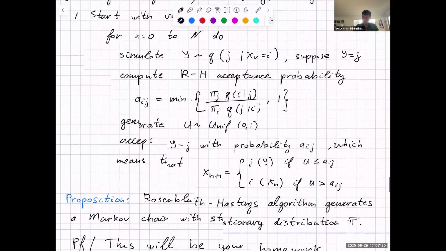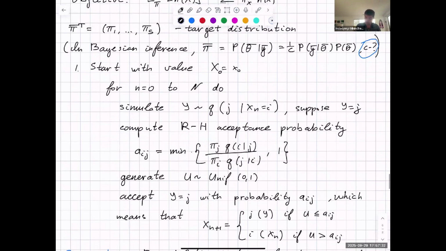And notice, suppose I didn't know the normalizing constant. Oh my God, I have 1 over C here and 1 over C here, and it cancels out. It doesn't matter. So if I know my π only up to a normalizing constant, I can still use this, because π comes into the equation only as a ratio. So normalizing constants will cancel out.